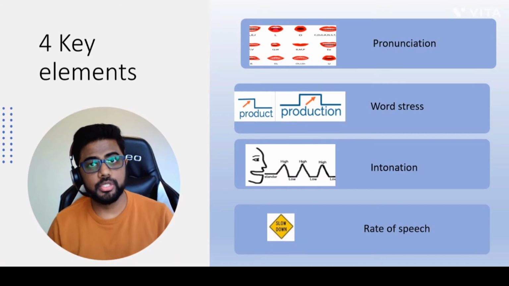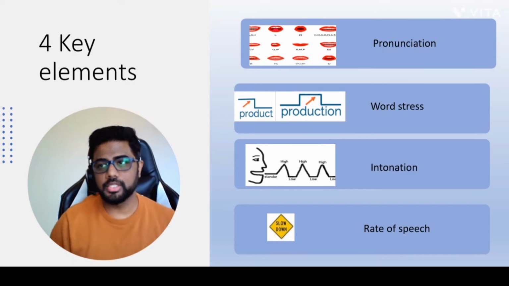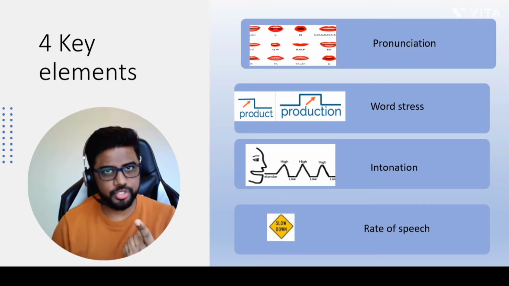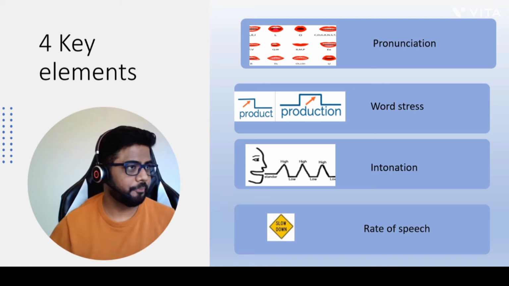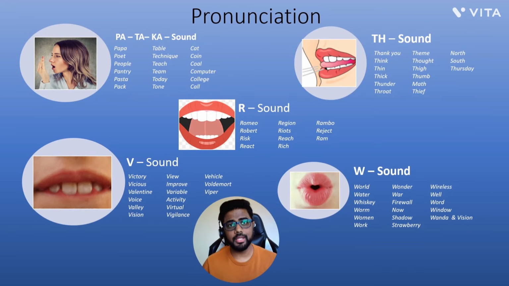There are 4 key elements to American accent. That is pronunciation, word stress, intonation, and rate of speech. Pronunciation mainly has 5 different sounds. 1 is the pataka sound, 2 is the th sound, the third one, the most famous one, is the rolling of the R's, and then the V sound and the W sound. Now let's just get into the details of each of these sounds.